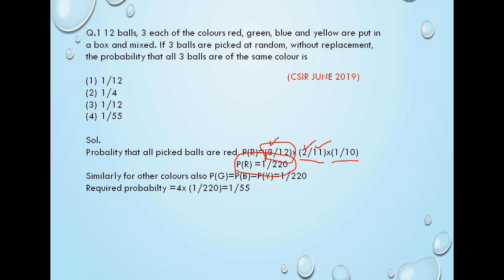Similarly, the same is the case with the green, blue and yellow balls. Since they were also 3 in number, the probability that all balls are green, blue or yellow will be 1 by 220. Now when you add these 4 fractions, why 4 fractions? Because there are 4 types of balls. When you add these 4 fractions, you will get the total probability to be 1 by 55. Hence the correct option is option 4.